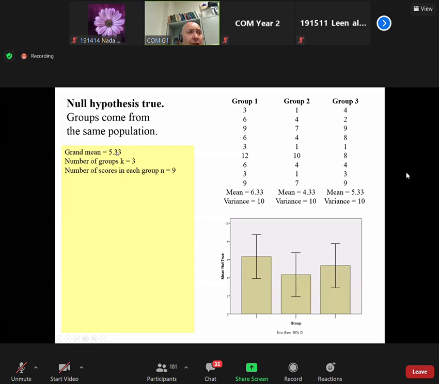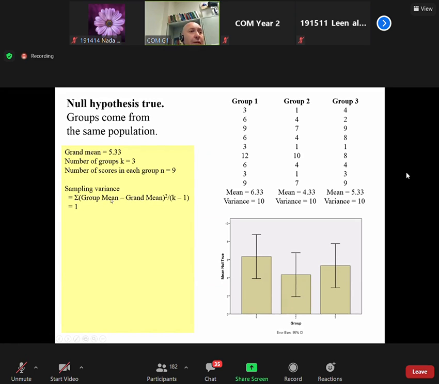We've got a grand mean here, which is conveniently in the middle between 4.33 and 6.33. So that's 5.33. There are three groups, so we would say K is equal to 3. The number of scores in each group is 9. Now the sampling variance between the groups is going to be each group mean, take away the grand mean, squared, added up and divided by K minus 1. So if we go through this, we can do this very easily.